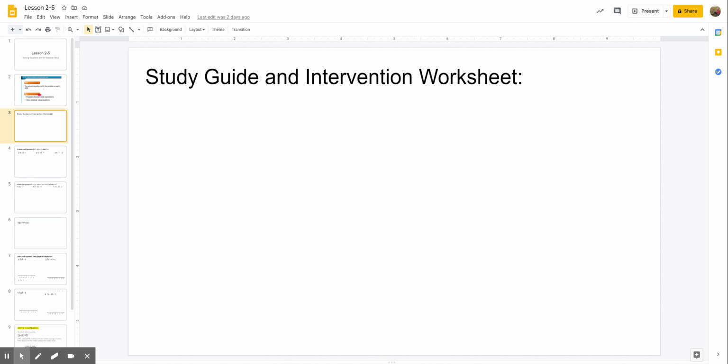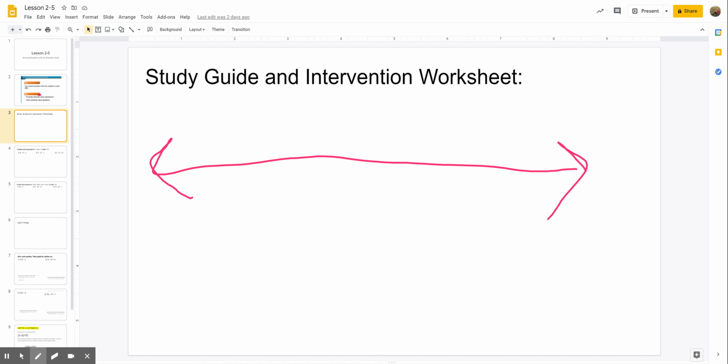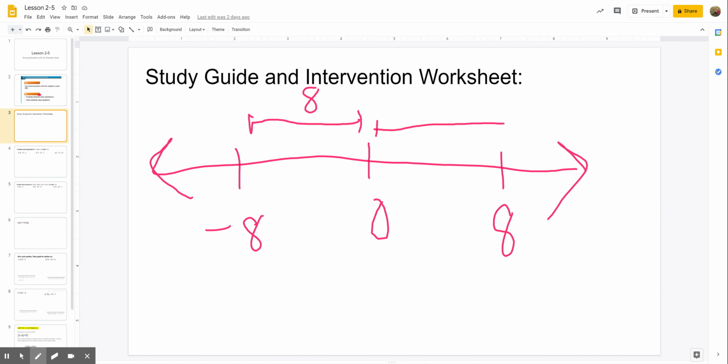Before we get started, though, I want to remind you guys that when we're talking about absolute value, we're talking about distance. So on a number line, if we were to compare -8 and 8, we're talking about the distance from 0. So from -8 to 0, the distance is 8. And from 0 to 8, the distance is still 8.